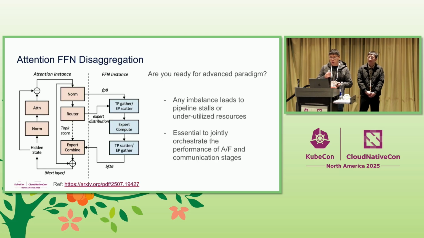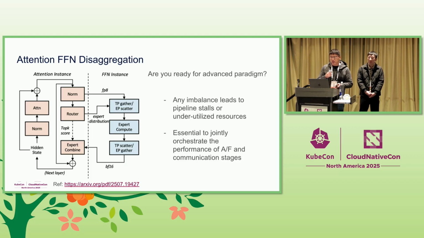Let's talk about a new multi-node paradigm, attention and FFN. Those are two internal stages of the transformer forward pass. Attention decides which token to focus on, while the FFN is the per-token MLP that transforms the hidden layer. Attention and FFN have very different compute and communication profiles. Disaggregating them lets us specialize the hardware and scale each part independently.